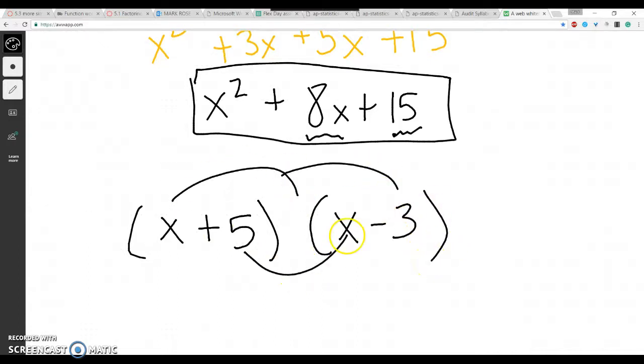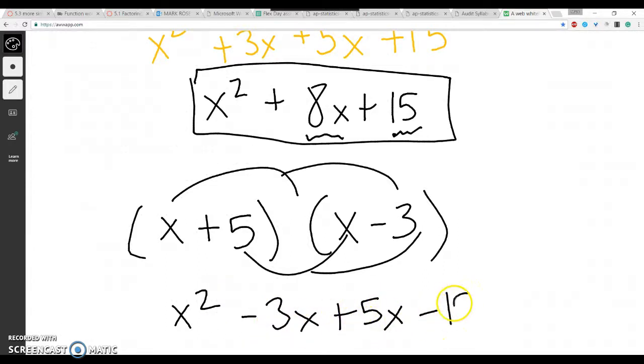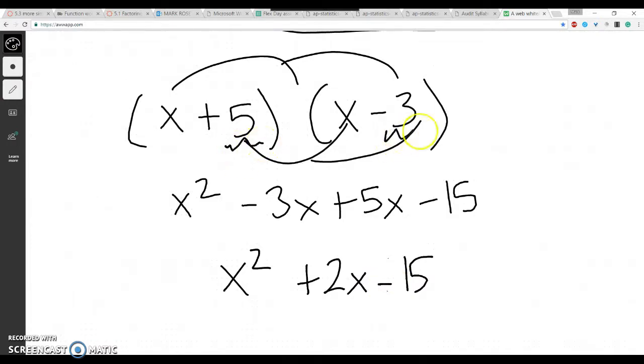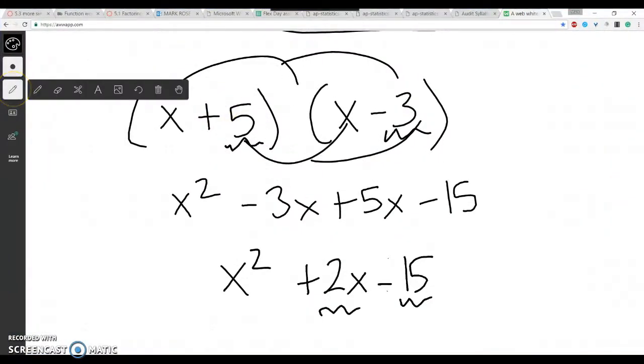So I distribute again. So I get x squared minus 3x plus 5x minus 15. And again, let's try to see, after simplifying, what the pattern would be. So again, I care about minus 15. But again, I want to see how this number and this number relate to this number and this number. And maybe I'm not quite sure yet, so let's do one more example and see if we can figure it out.